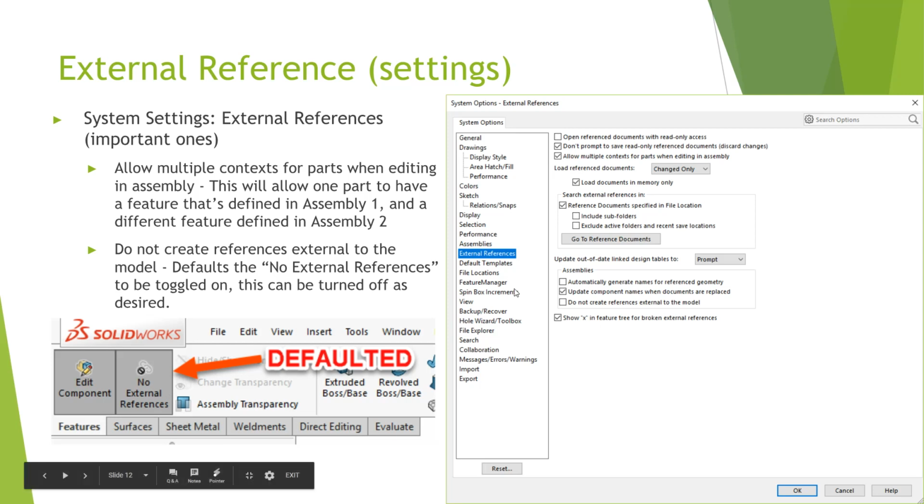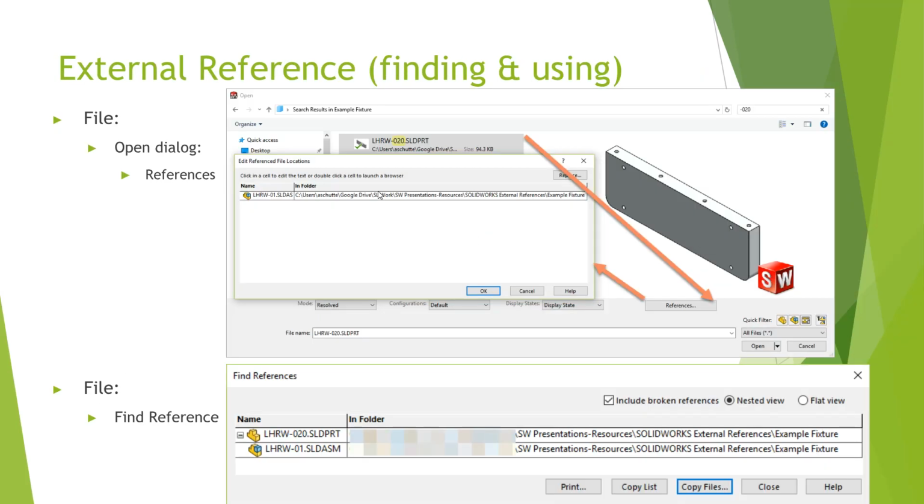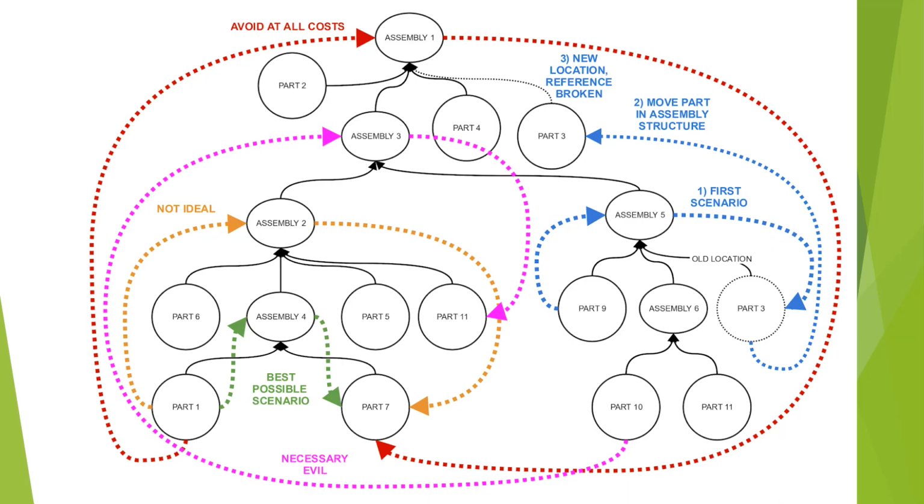So there are system references that kind of screw up your workflow there if you're not expecting that. Then there's another system option that allows multiple contexts for parts. So that example would be, back to my diagram. So if this was a real thing, and if I really did this, part number 1 has 3 contexts to part number 7 through 3 different assemblies.